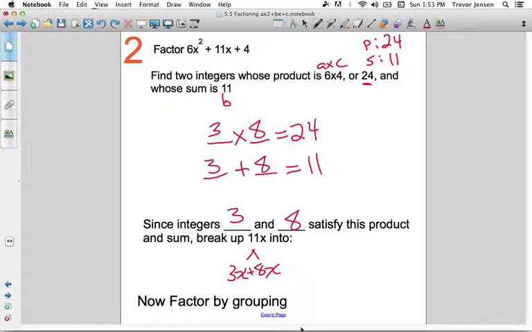And you have to factor a quadratic by grouping if the a value is not 1 and can't be factored out. So I just want to reiterate the important part of doing these types of questions when the a value is not 1 and can't be factored out: you find two numbers with a product of your a times your c value, and a sum of your b value. Then break up your middle term into the numbers that satisfy the product and sum, and then factor by grouping.